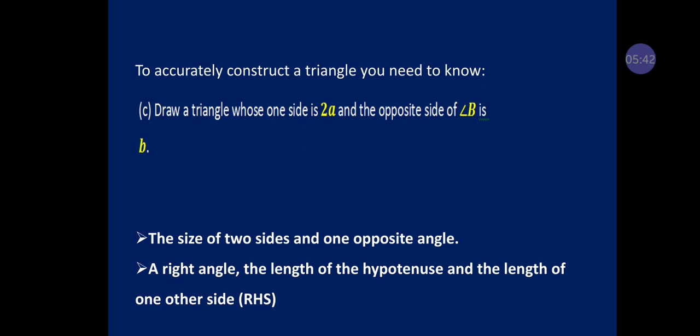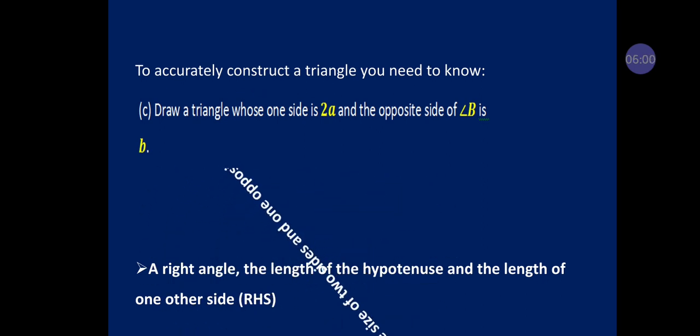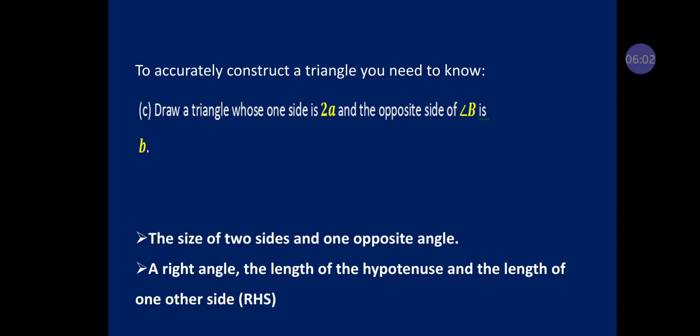Now, what about that one? The size of two sides and one opposite angle. Yes, we got it. We got our statement, which is similar to our question. So 2A and B are our sides, and angle B is opposite to one of these sides. So that's the statement we need.